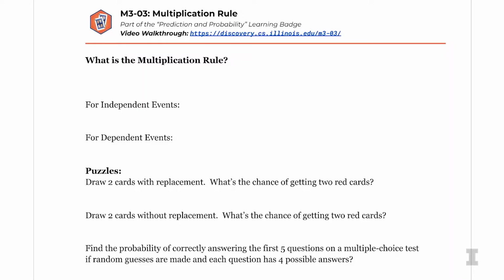So for independent events, I love the multiplication rule because it's super easy to remember. It's just the probability of A and B is equal to the probability of A times the probability of B. We like to think about that word "and" equating to the multiplication symbol.